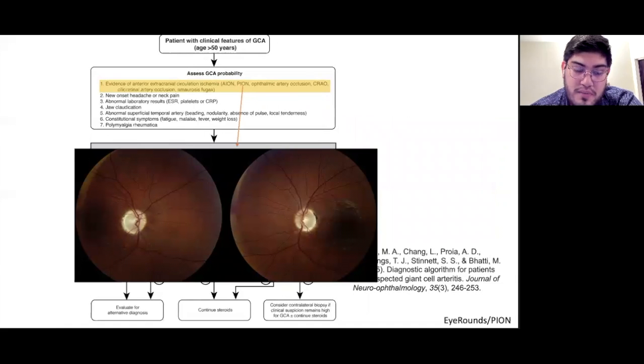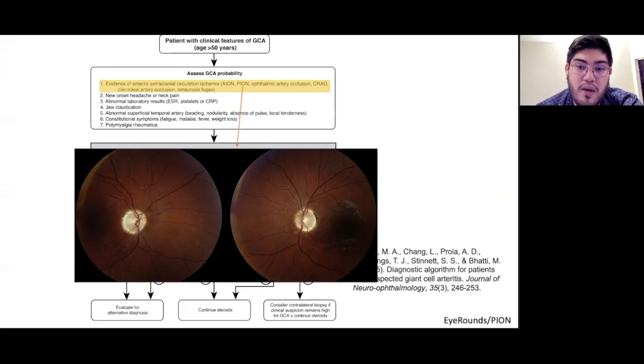Now, another presentation that they warned about here is PION, which is posterior ischemic optic neuritis. This ischemia is present posteriorly in the retrobulbar portion of the optic nerve. So you might not see some ocular abnormalities on examination at the beginning, but in 6 to 8 weeks, some of these things are going to start being available for you to see, and the optic nerve might be more atrophied.